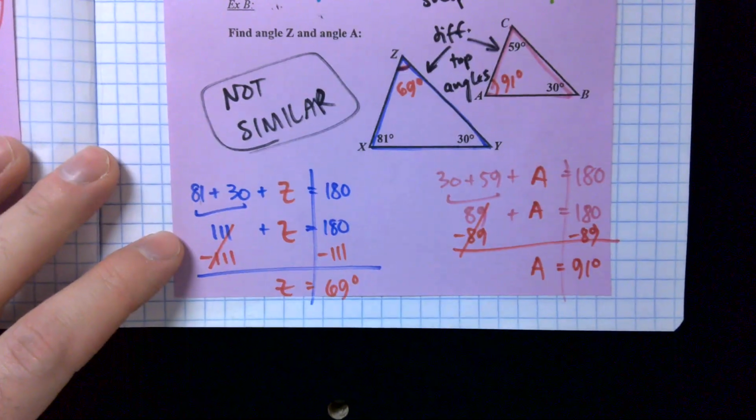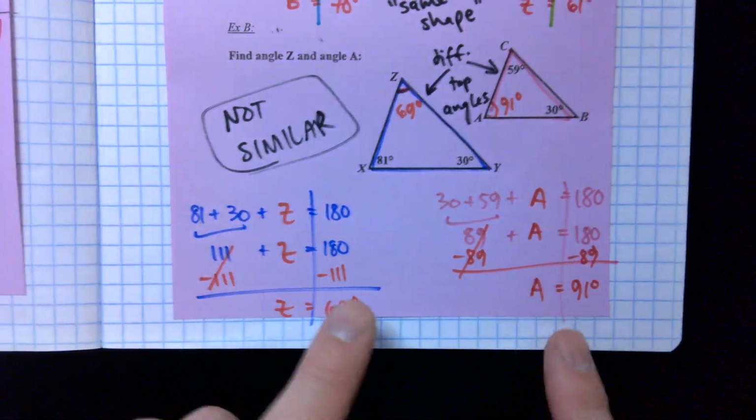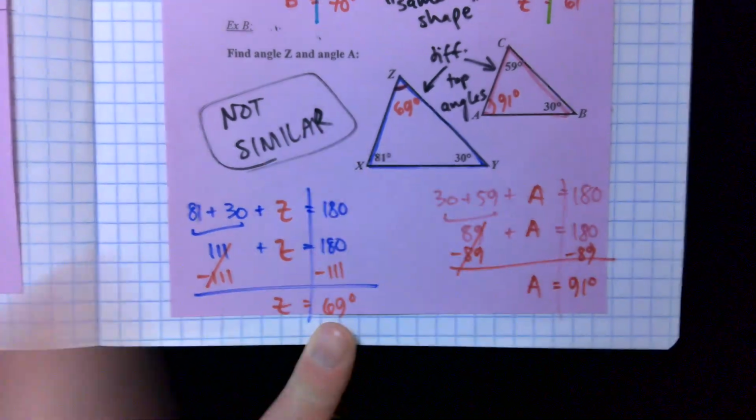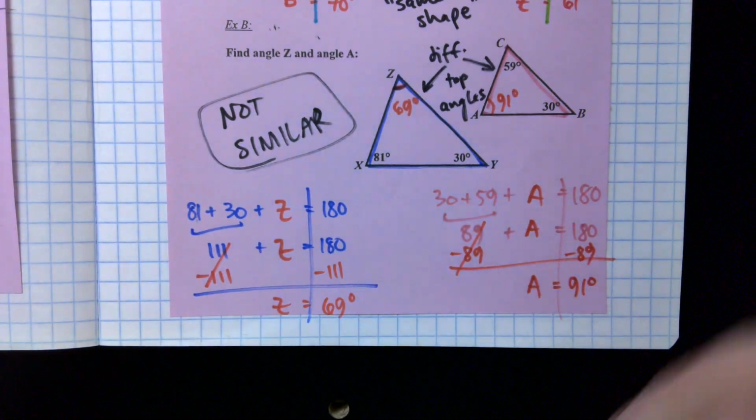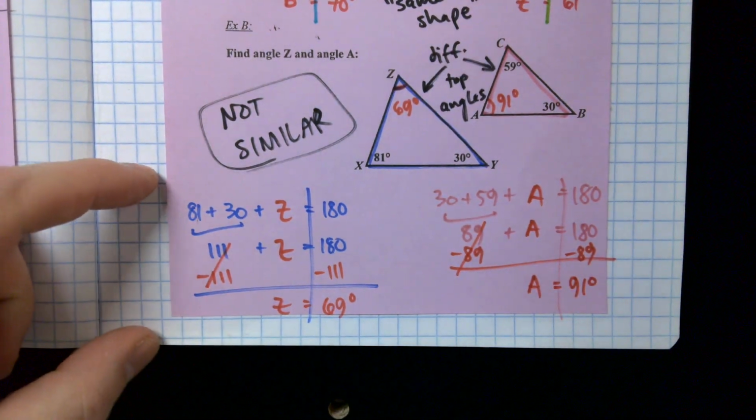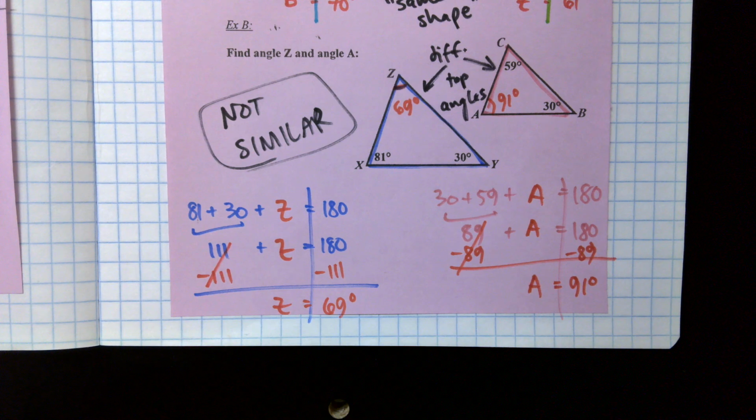All right, not similar. And that's my answer. My answer is not 69 and 91. My answer is not similar. We're just using the formula we talked about on Friday to get us to that point. All right?